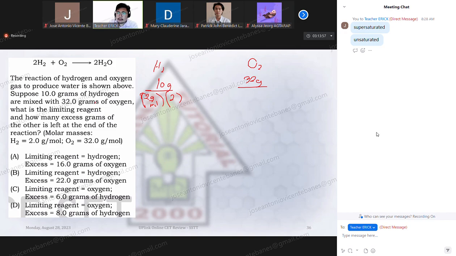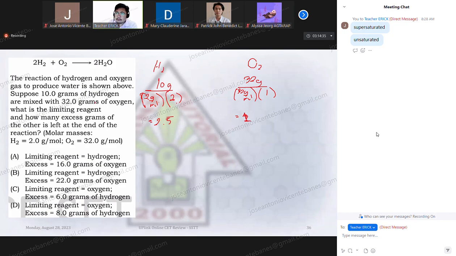Nakuha po ba? So this is the given. This is the mass that's based on the given and the ratio. So 2 is to 1. Now for the oxygen, same case. So we're going to get the 32 grams per mole for the molecular weight, then 1 for the mole ratio. Now, divide. 10 divided by 2 divided by 2. This is equivalent to 2.5. Okay? Next, this is 32 divided by 32 divided by 1. This is equivalent to 1.